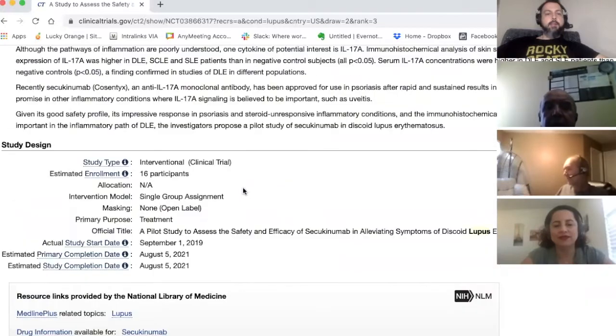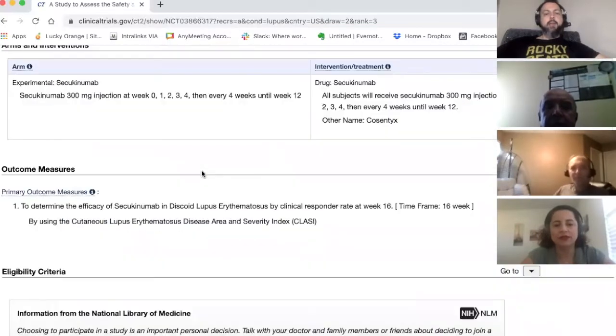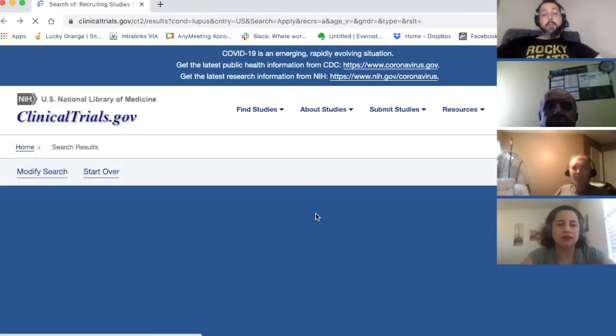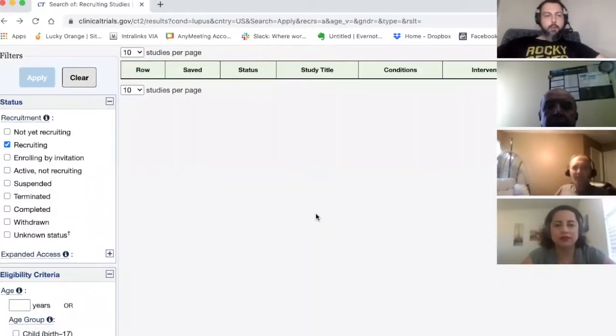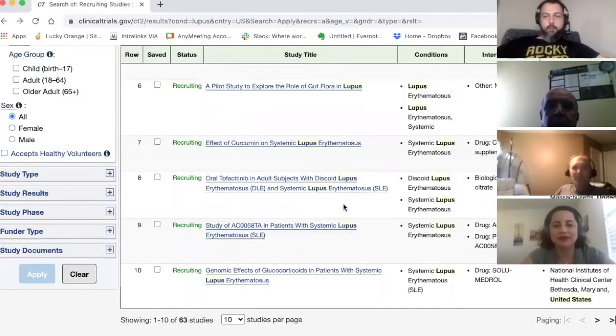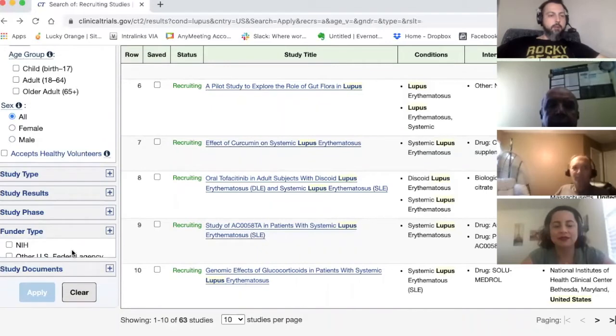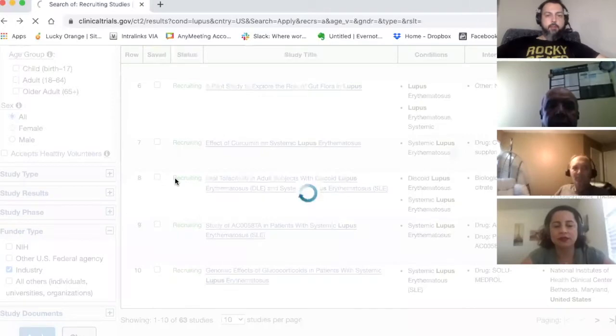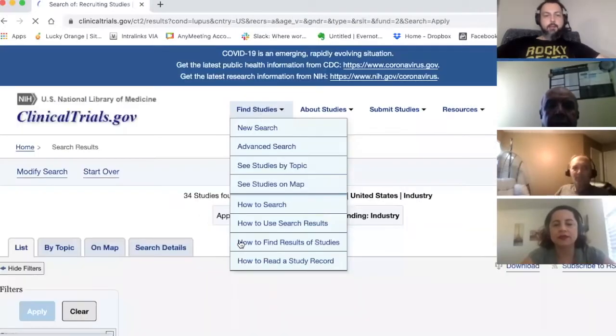This is only 16 patients, so if you're a site looking to get this study, you're not going to get it. So let's look for another one. This is how we look for studies too. There are probably better ways to filter everything. I should have put industry. Let's do industry sponsored, so that we get rid of all the NIH stuff and all the pilot studies.